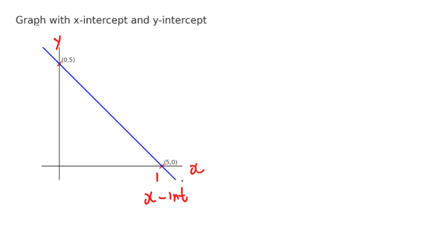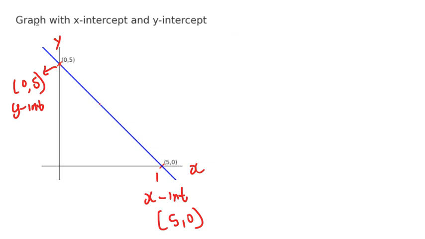So this is our x-intercept, 5, 0. This is our y-intercept. Why? Because it cuts the y-axis. This is a point on the graph that also cuts the y-axis: 0, 5. Simple. So we already have our y-intercept and x-intercept. We need to get a gradient and the equation of a straight line.